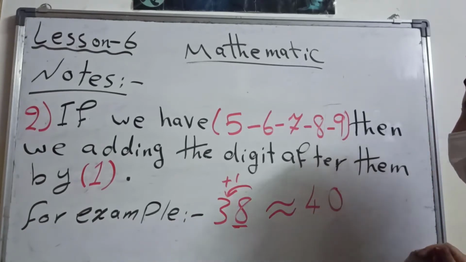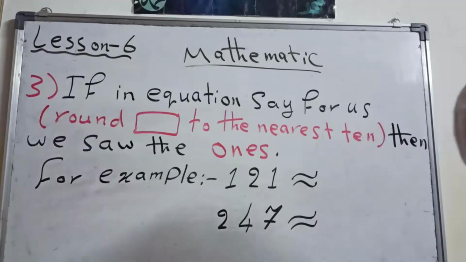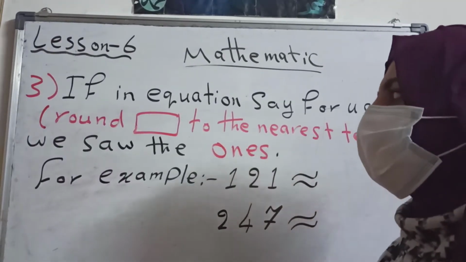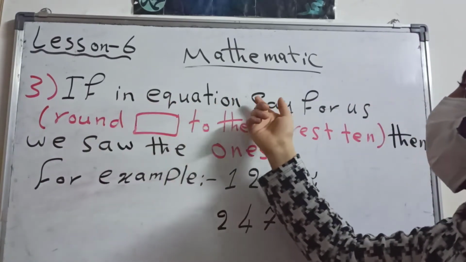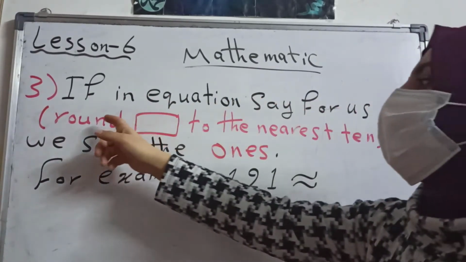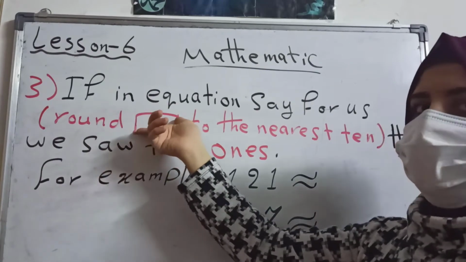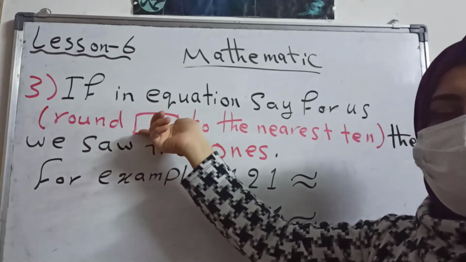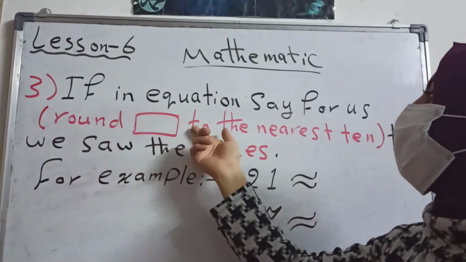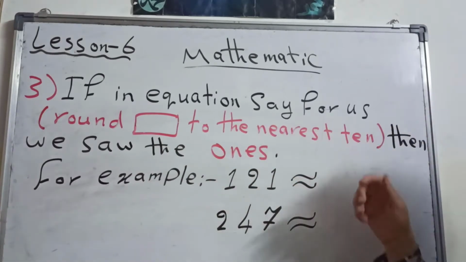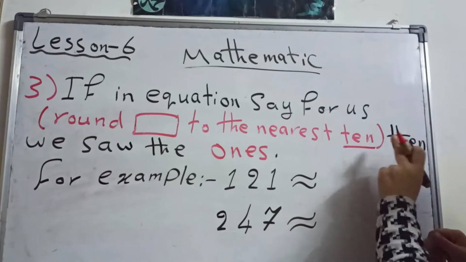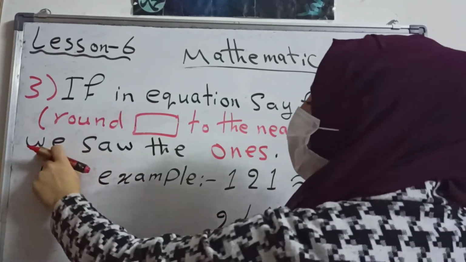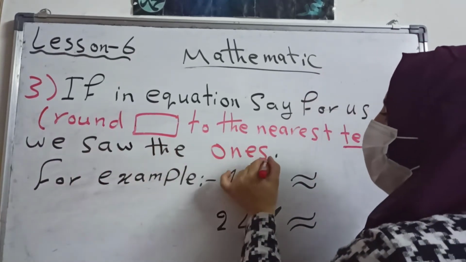Now, students, in point 3, if in the equation we are told to round, and we have the dash here meaning any number, round the number to the nearest 10. To the nearest 10. If it says this, then we look at the ones.